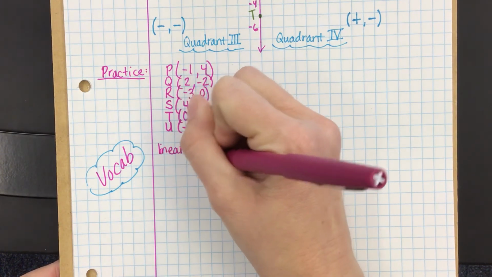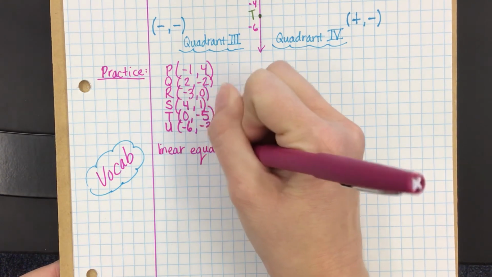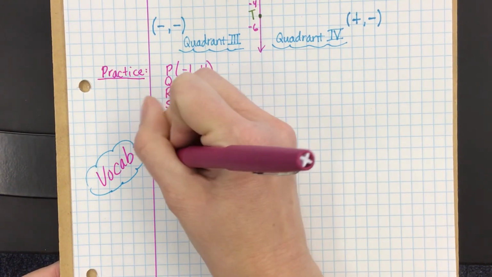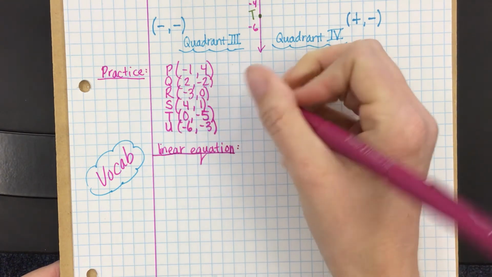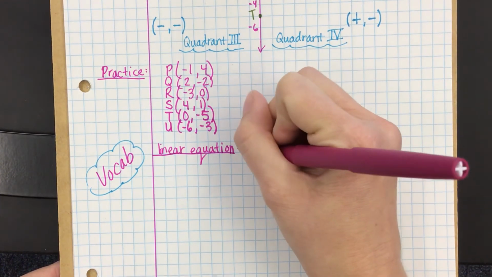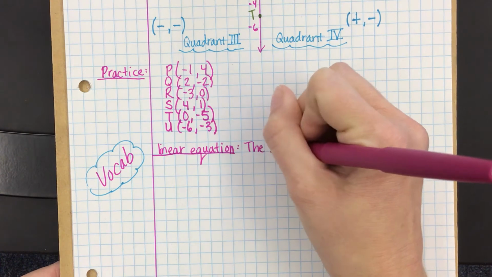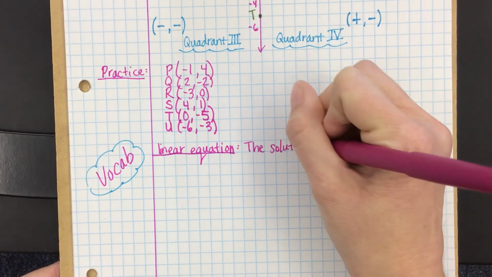Linear equation. So we're just going to write the definition for a linear equation just so that we know what we're working with here. Okay, so first of all, you should know that the solutions to a linear equation are ordered pairs.